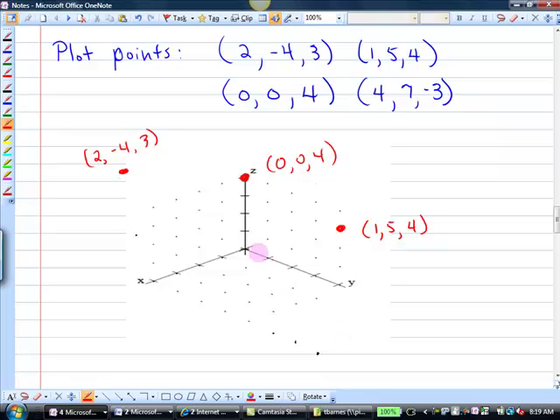So you're not going to have an axis to go along, but you've got to go parallel to it in that direction, in the negative direction. Is that one okay? Okay. All right, now this one, 0, 0, 4, that's easy because you don't go anywhere on the X, you don't go anywhere on the Y, you go up 4.